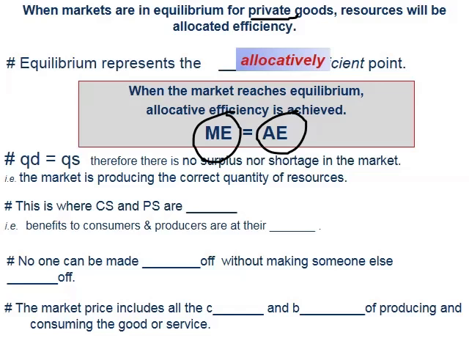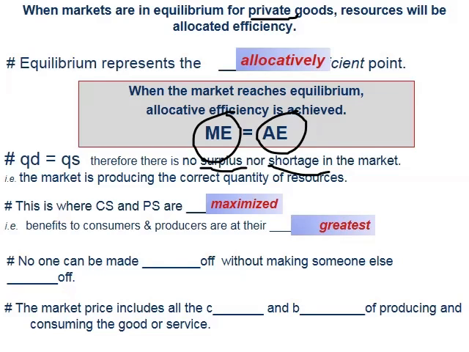What does that mean? It means quantity demanded equals quantity supplied, so there's no surplus, there's no shortage in the market. So the correct quantity of resources are being allocated. Now to bring in our new terminology, market equilibrium is also where consumer surplus and producer surplus are maximized. They can't get any bigger. Benefits to consumers and producers are at their maximum, at their greatest.